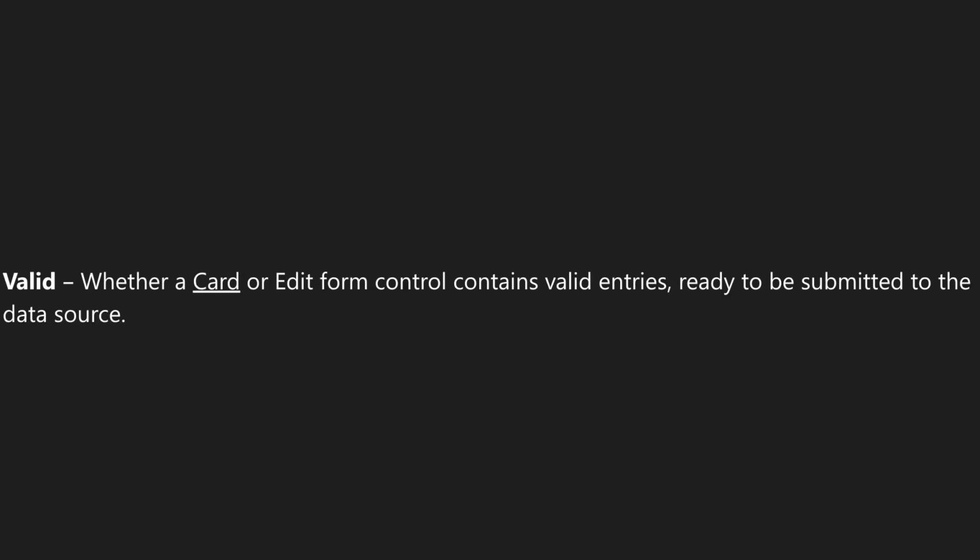Valid. Whether a card or edit form control contains valid entries ready to be submitted to the data source. This property applies only to the edit form control. A form control's valid property aggregates the valid properties of all the card controls in the form. A form's valid property is true only if the data in all the cards in that form is valid. Otherwise, the form's valid property is false.